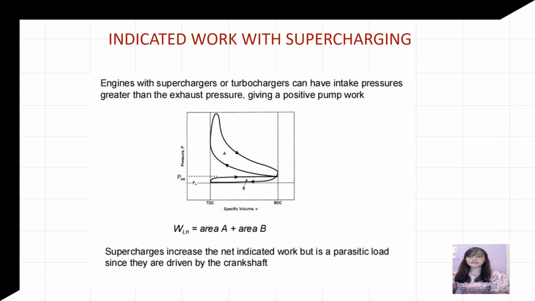For indicated work with supercharging, an engine with a supercharger or turbocharger can have intake pressure greater than exhaust pressure, which gives a positive pump work. Supercharging increases the net indicated work but adds to the friction work of the engine, since they are driven by the crankshaft.